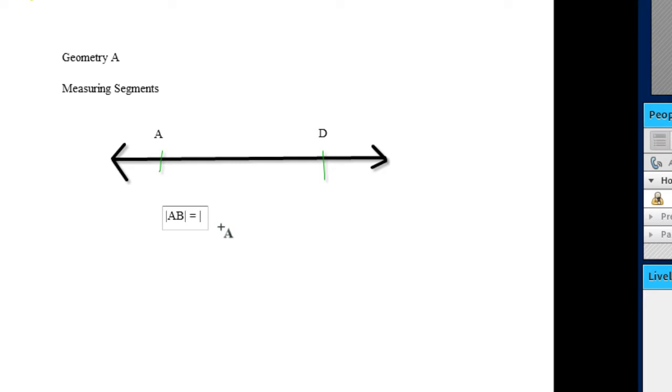Basically you take the points and subtract the two of them, you subtract the lengths. So you just go A minus D, whatever those point values are, and that will get you the distance between.